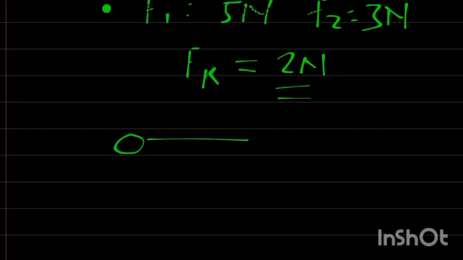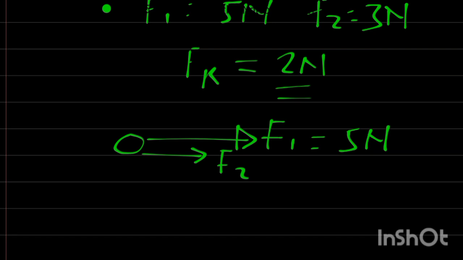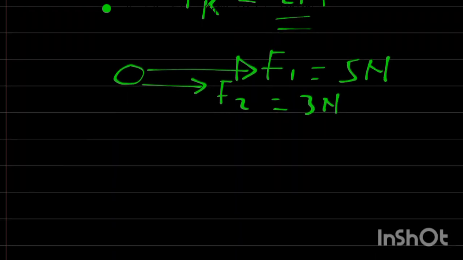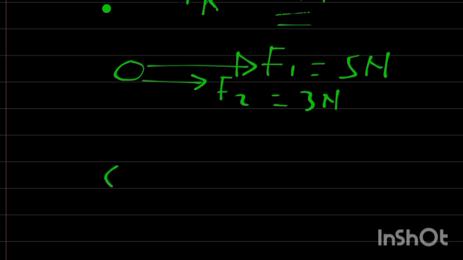object being acted upon by two forces, F1 and F2. Just the same thing, that F1 is equal to 5 Newton and F2 is equal to 3 Newtons. Therefore, the resultant force that will replace F1 and F2 and still produce the same effect as F1 and F2 will be given as what?